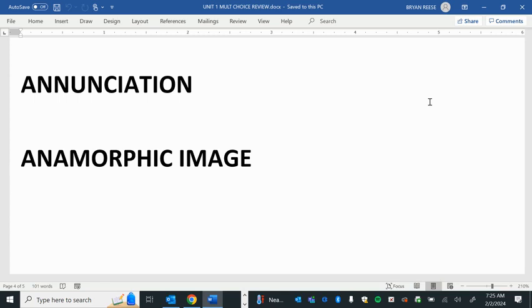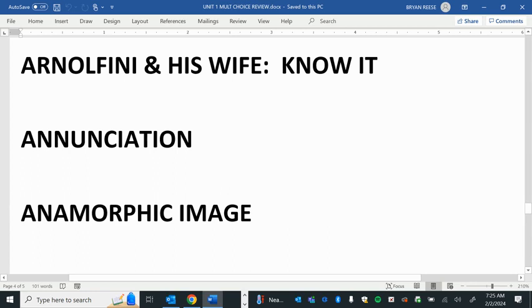So that would be Gabriel announcing to Mary that she's going to have a baby. So there'd be an angel talking to a woman. That's the Annunciation. Arnolfini and his wife. Know it. I talked about this painting at length. I told you a lot of stuff about it. There's a question on the test about something that I talked about in this painting. And to be fair to you guys, what's the general theme of the painting? That's really what I'm going for. What's the painting about?